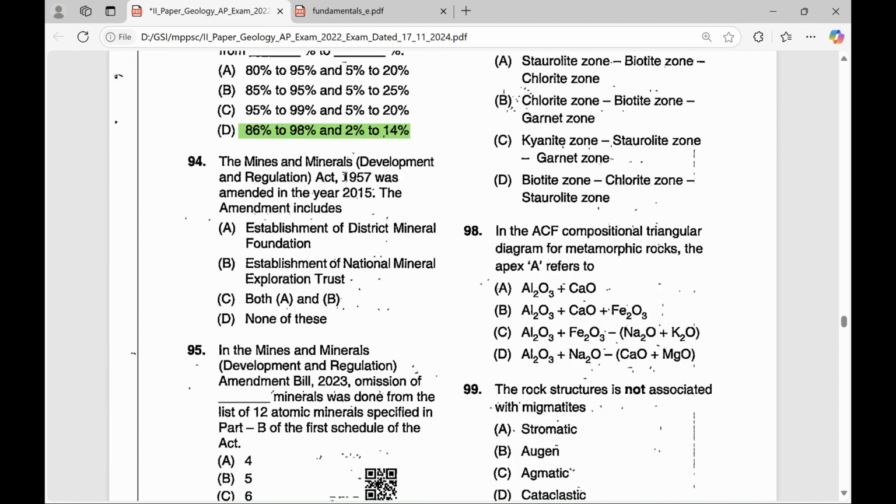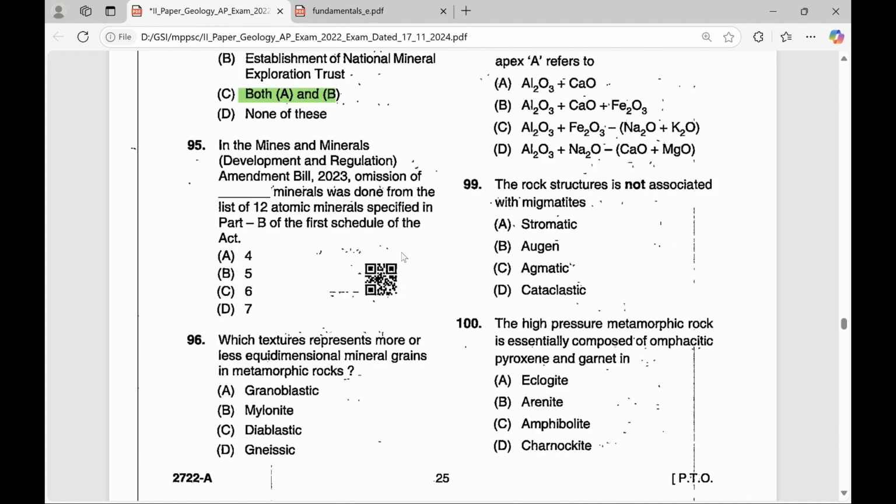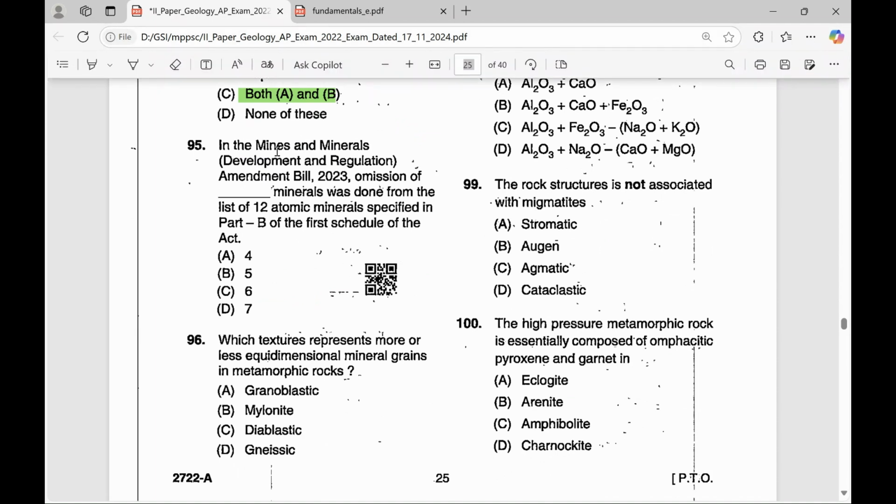So the Mines and Minerals Development and Regulation Act 1957 was amended in the year 2015. The amendment includes establishment of District Mineral Foundation, establishment of National Mineral Exploration Trust, both A and B, none of this. So the correct answer for this will be C. Any questions related to Madhya Pradesh, you please cross check if I'm mistaken. You can tell me in the comment sections, okay?